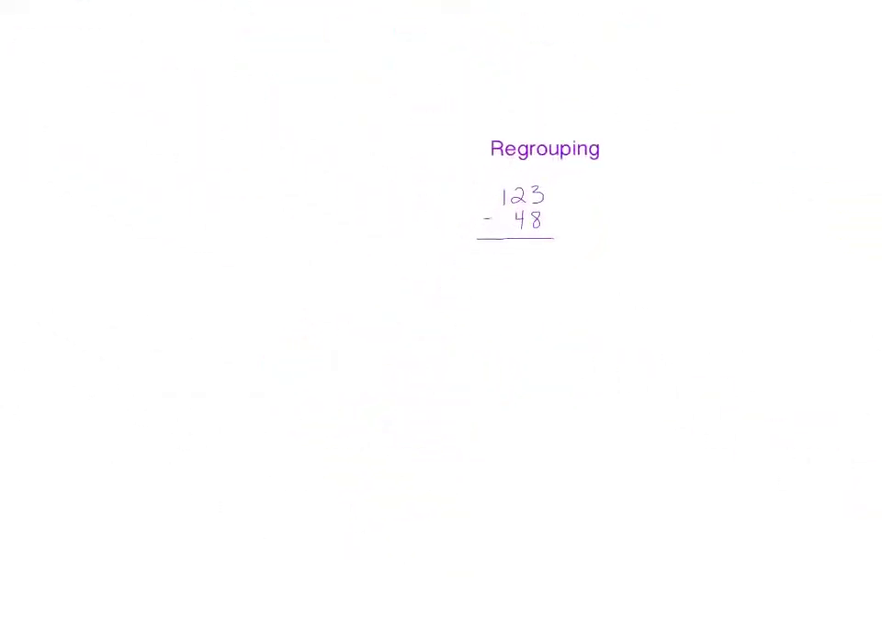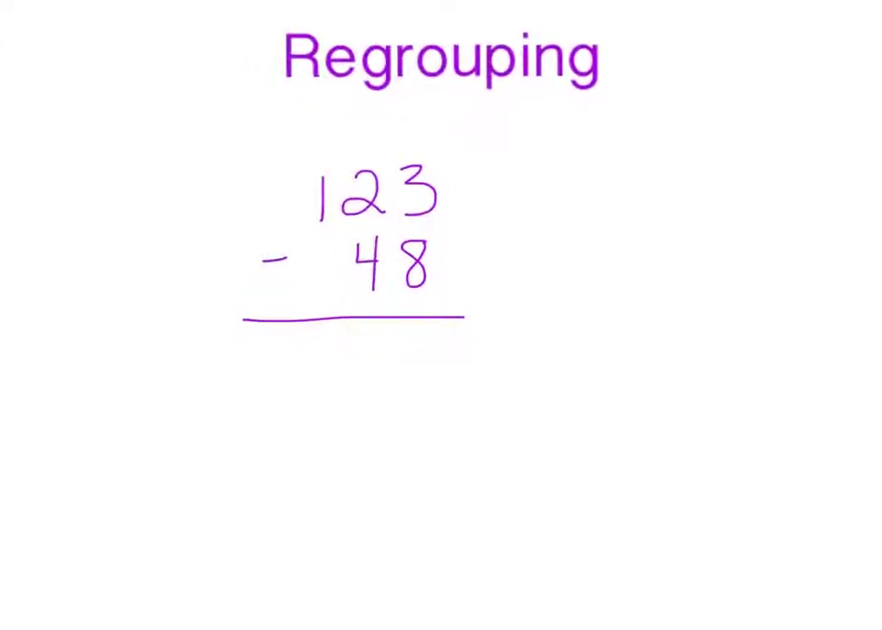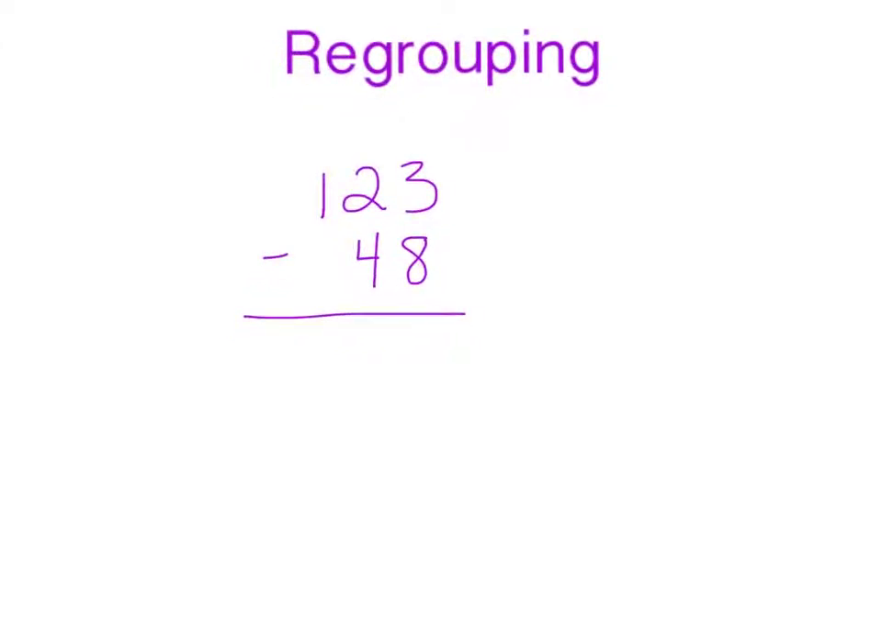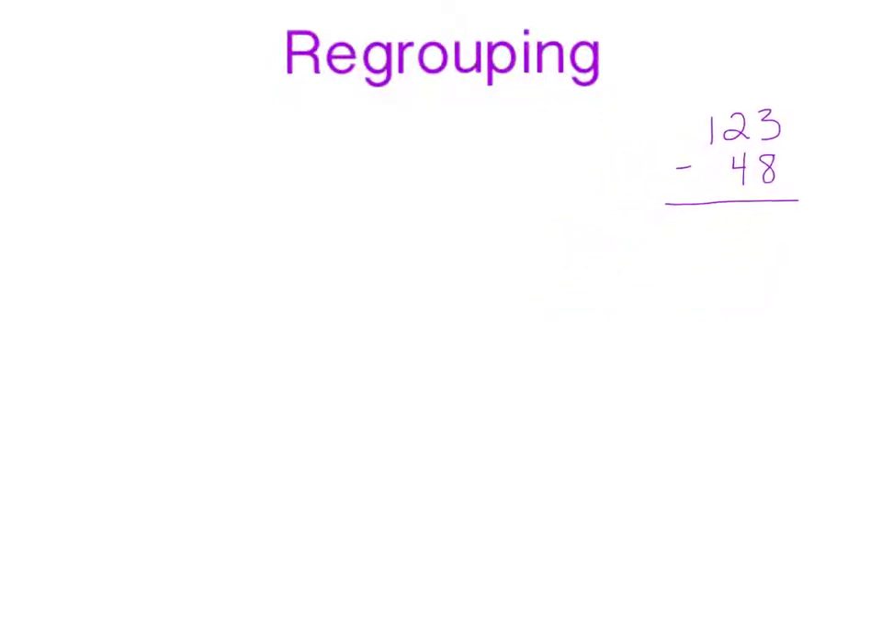Let's go take a look at the regrouping algorithm. The regrouping algorithm is what most people were taught in school as borrowing. When we teach regrouping, we're going to use expanded notation to help students understand what's happening with the place value. So our problem remains 123 minus 48, and what I'm going to do is break that out into expanded notation, which would look like this.